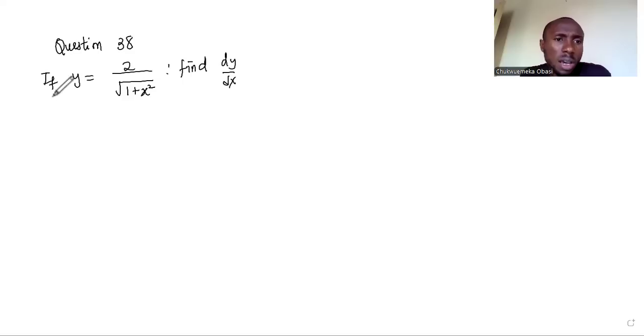So we have, if y is equal to 2 upon the square root of 1 plus x squared, we are trying to find the derivative of y with respect to x. In other words, we want to differentiate this function once with respect to x.